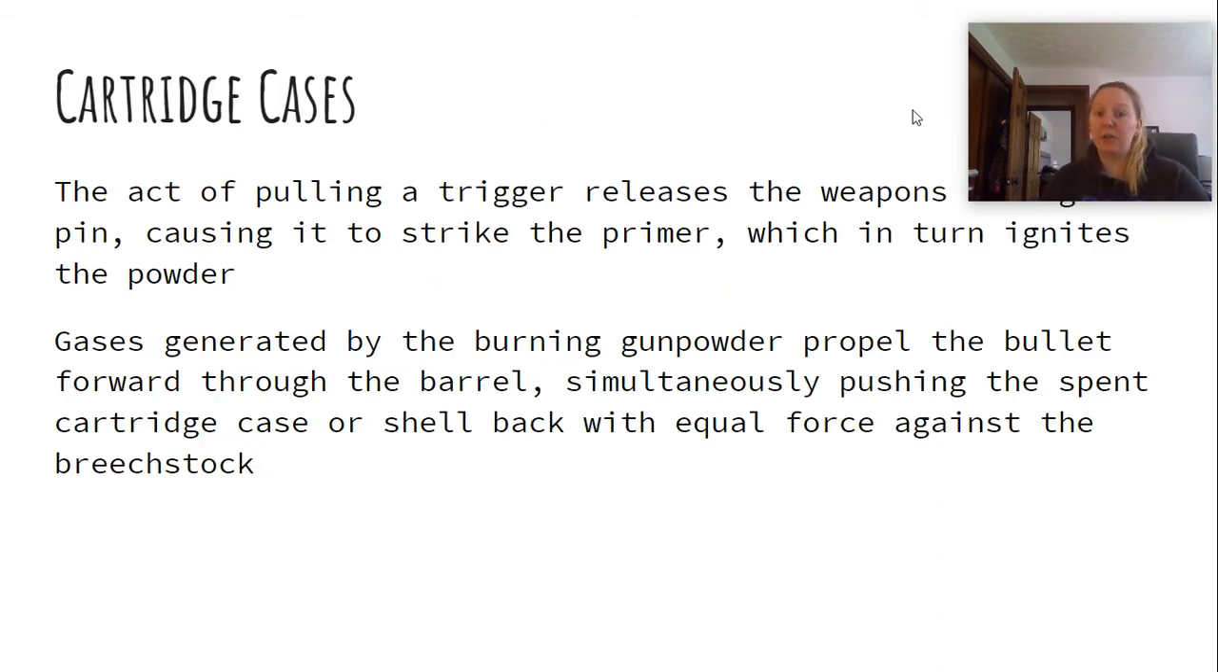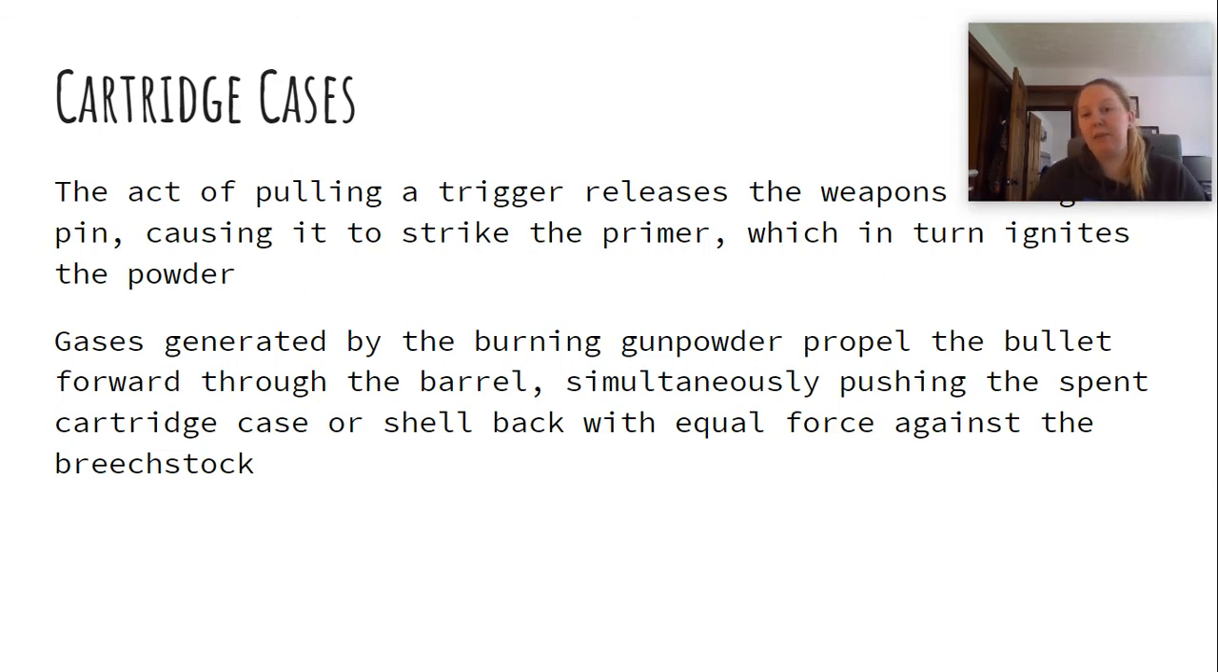Cartridge cases, so the act of pulling the trigger releases the weapon's firing pin, causing it to strike the primer, which ignites the powder. Firing a gun is a very complicated yet very simple chemical reaction. So basically, your firing pin strikes the primer, under that pressure it ignites, the powder ignites from the primer, and that heat causes the bullet to fire out of the gun.